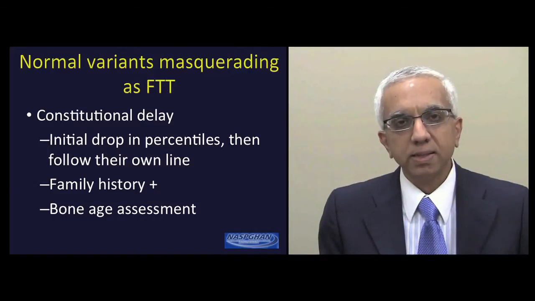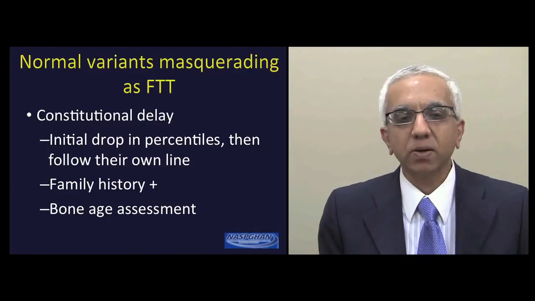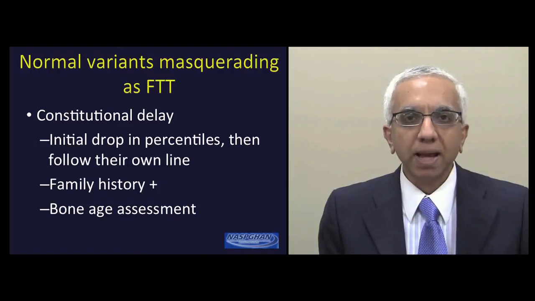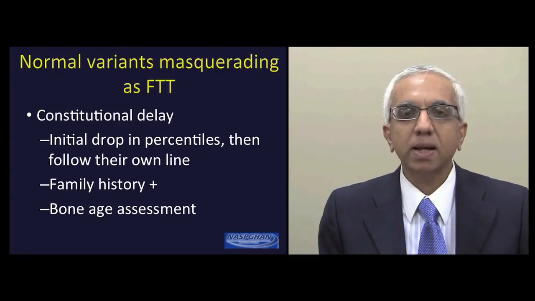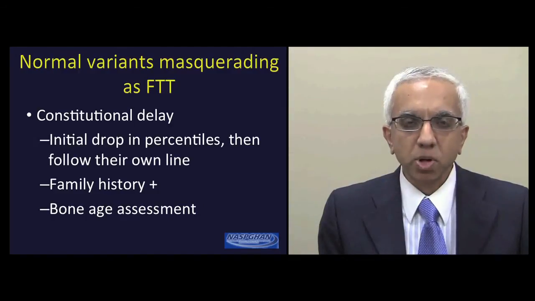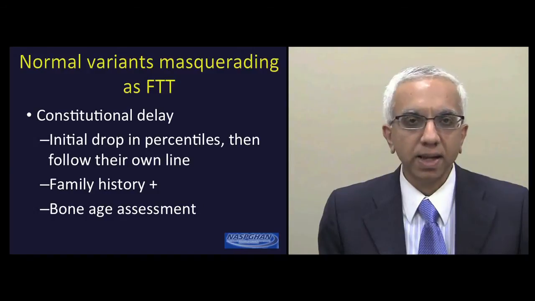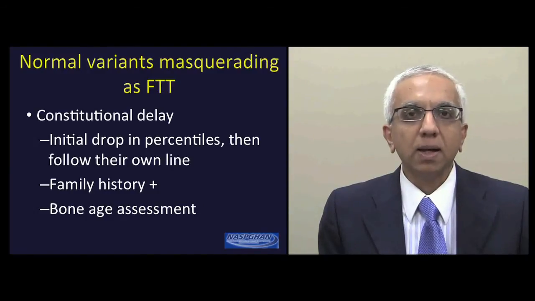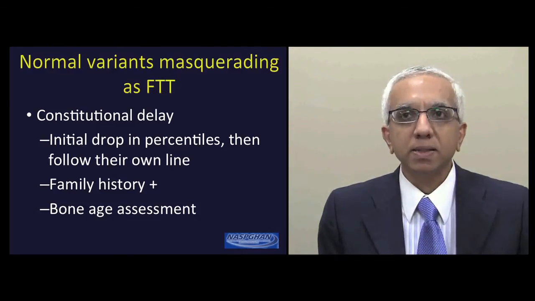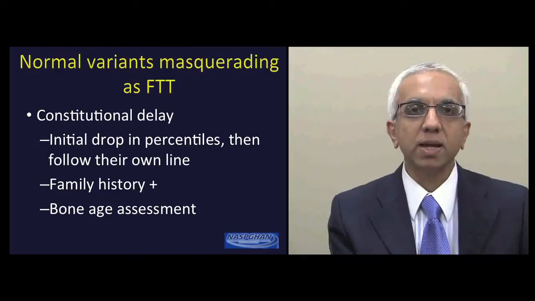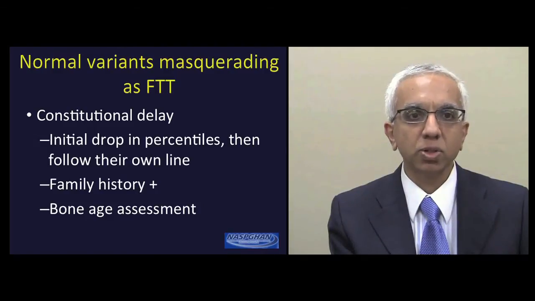Constitutional delay is an important masquerader of failure to thrive. Children may have an initial drop in percentiles and then follow their own curves. Typically, a family history is positive. In a girl, a mom may have a delayed menarche, while in a boy, dad may have continued to grow late in high school and beyond, and this can be confirmed by a bone age assessment if so desired.